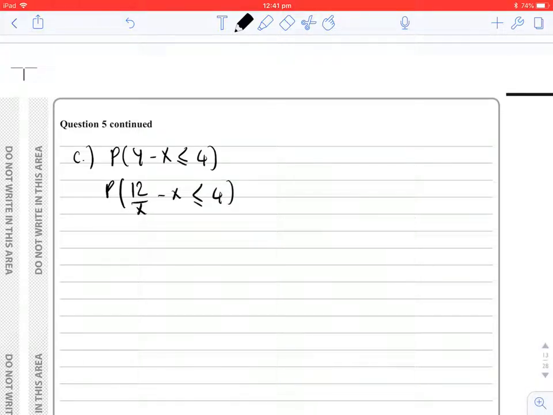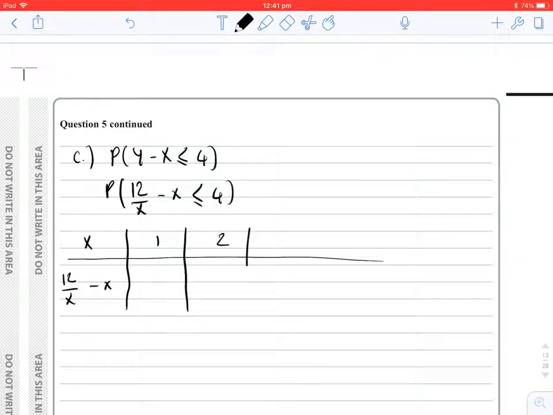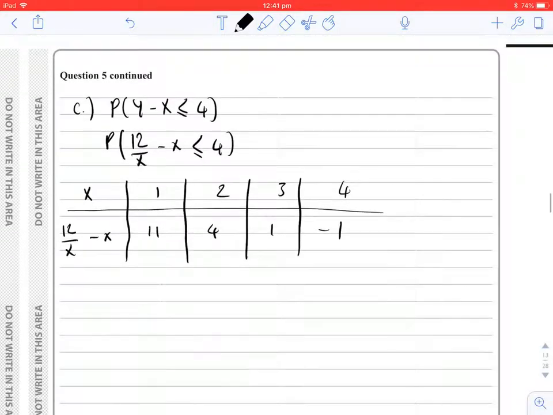So we've got 4 different values that X can be. So if we draw a table with our x value, and then we've got 12 over x take away x. So if x is 1, if x is 2, if x is 3, if x is 4. If x is 1, we get 11 out of that. If x is 2, we get 4. If x is 3, we get 1. And if x is 4, we get minus 1 coming out.